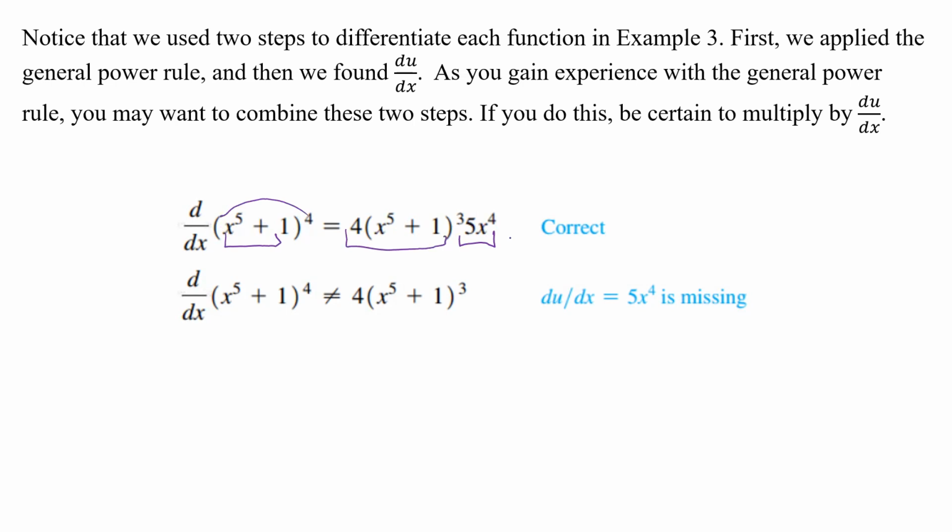Some people are going to do that power rule, boom, boom, boom, and they're going to get this, but they forget to multiply by that du dx, which is that 5x to the fourth. And so you have to always remember to do that, because if you don't, you're going to end up with the wrong derivative, and it's not going to have the right answer. So always remember you have to do the power rule and then take the derivative of what's inside of there.